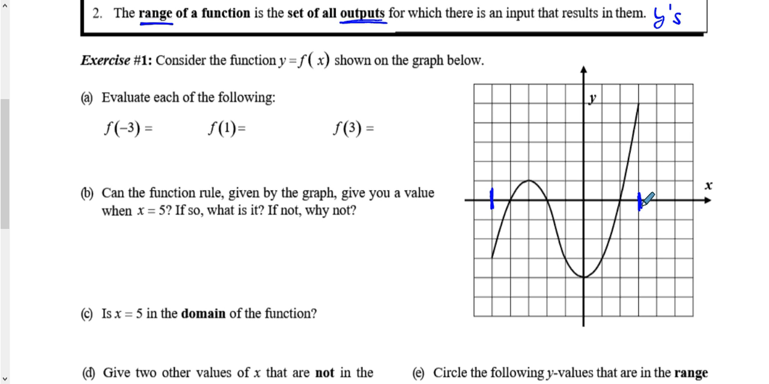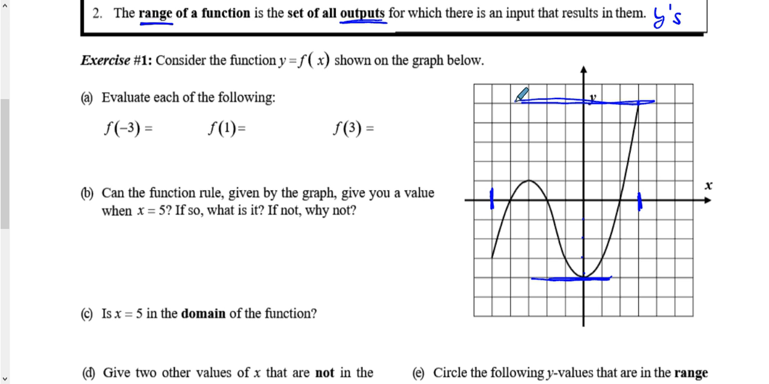So the domain for this particular graph, all the inputs, are x values from -5 to 3. Okay? And then, of course, the range is from what to what? What's the lowest number for the outputs? -4. And what's the highest number for the outputs? So the range goes from -4 to 5. All right? So inputs to outputs, domain, range.